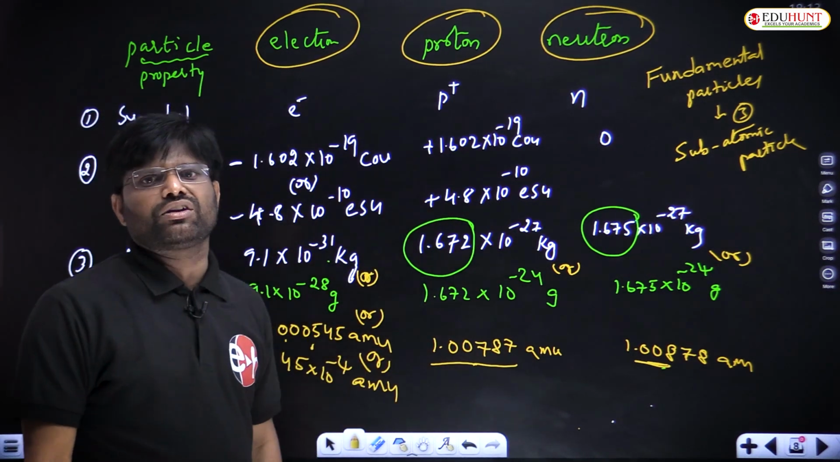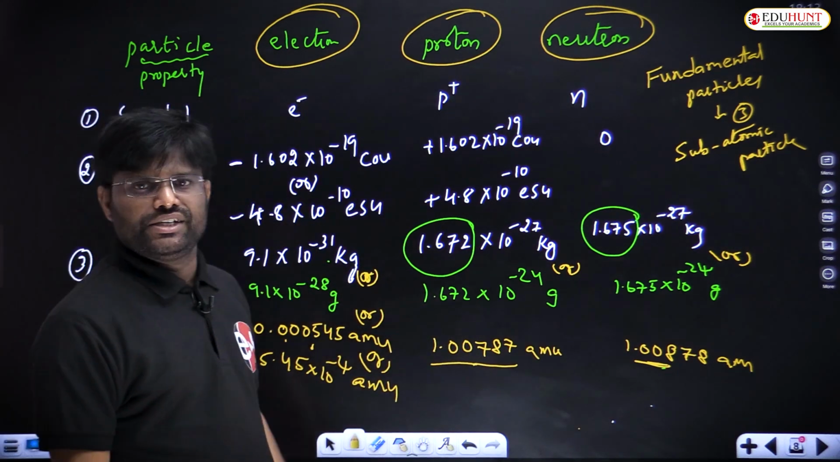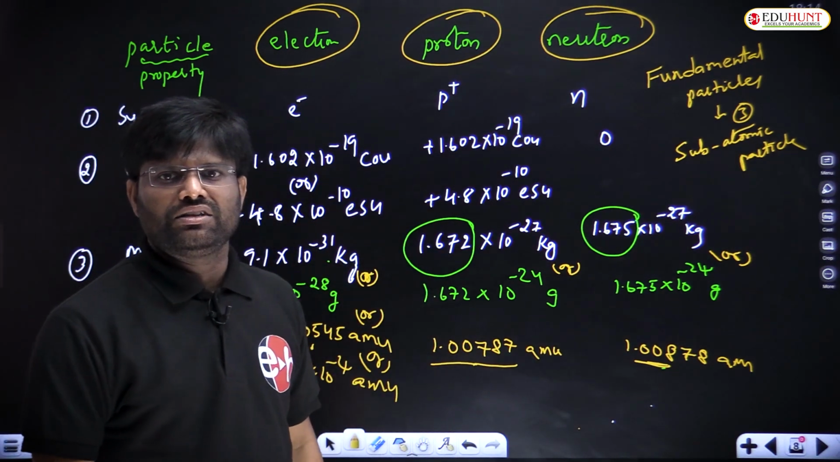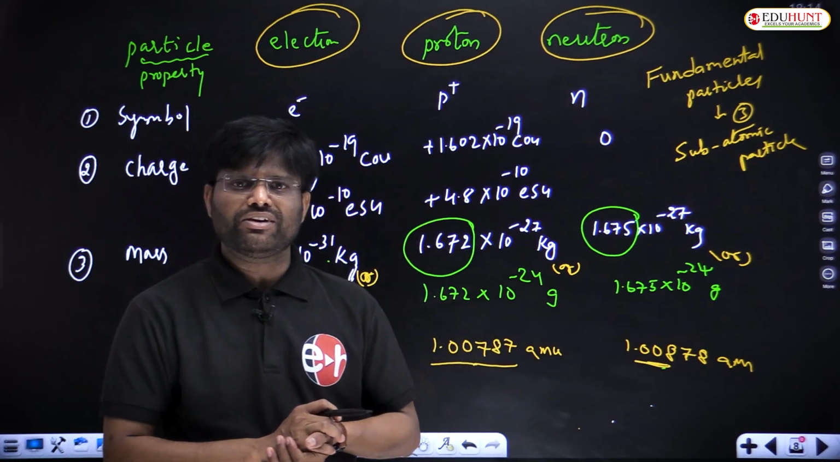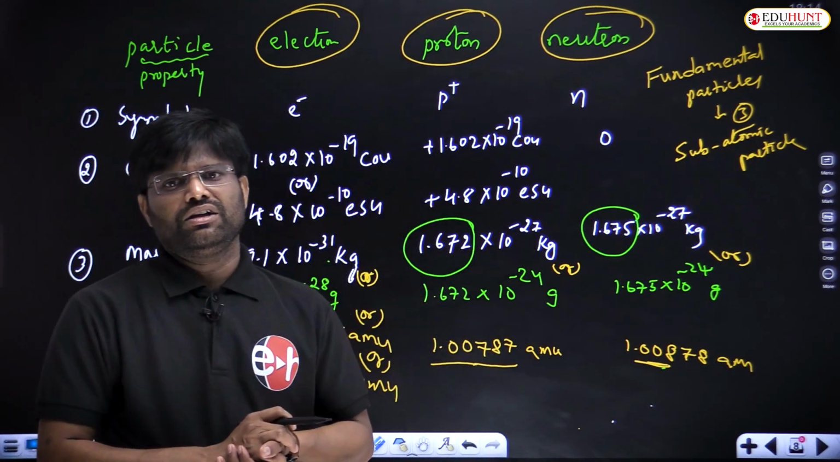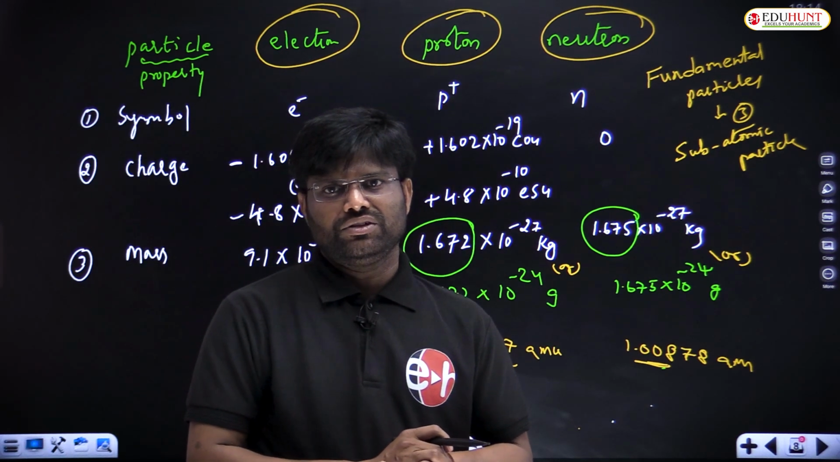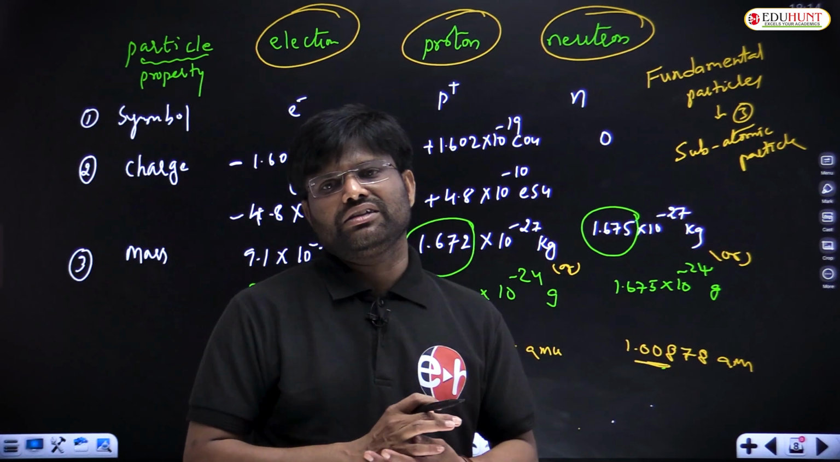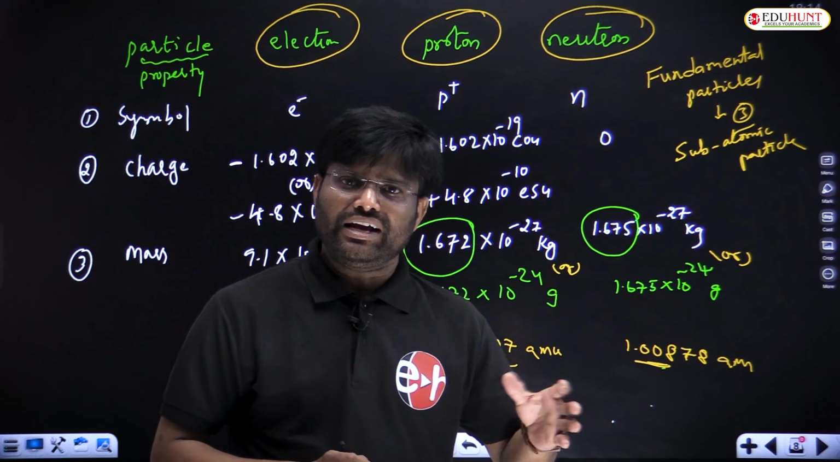Who discovered the electron? J.J. Thomson. Who discovered the proton? Goldstein. Who discovered the neutron? James Chadwick. Discovered by some scientists, but the name of the electron was given by another scientist.